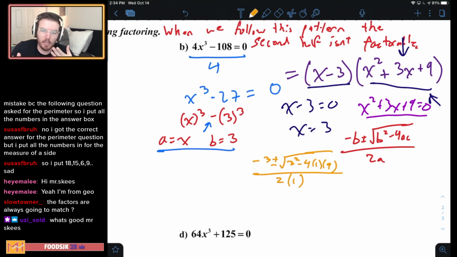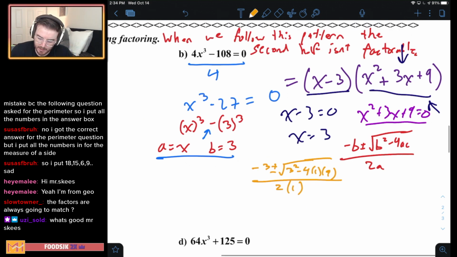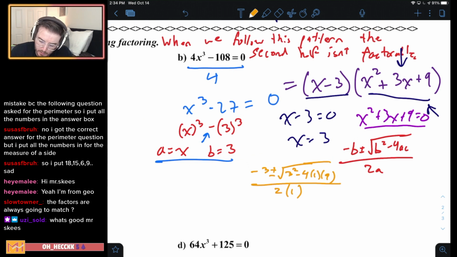Let me know if I've lost you on what I'm doing here, right? But I hope I'm doing all right. Let me give a 10-second recap, right? I followed the pattern and got to this point. Well, what do I do from here?